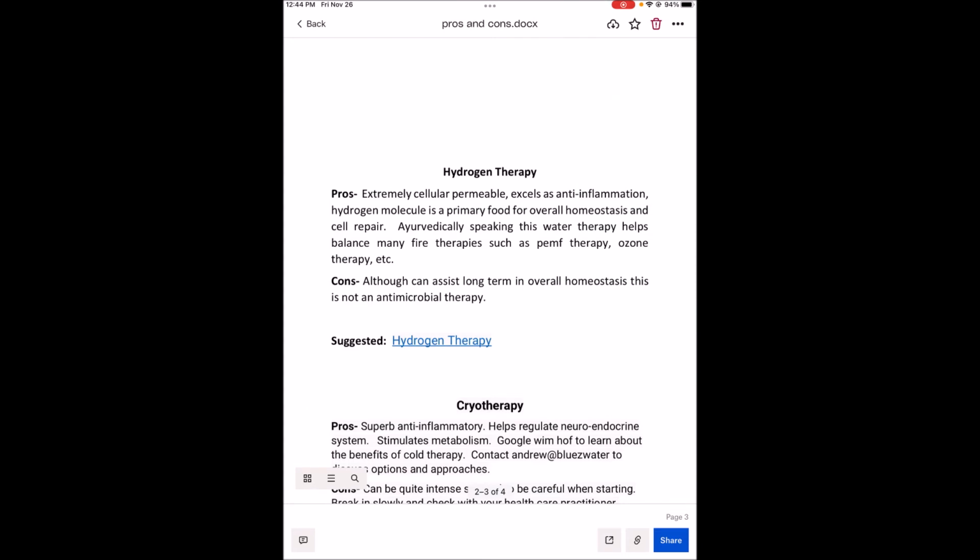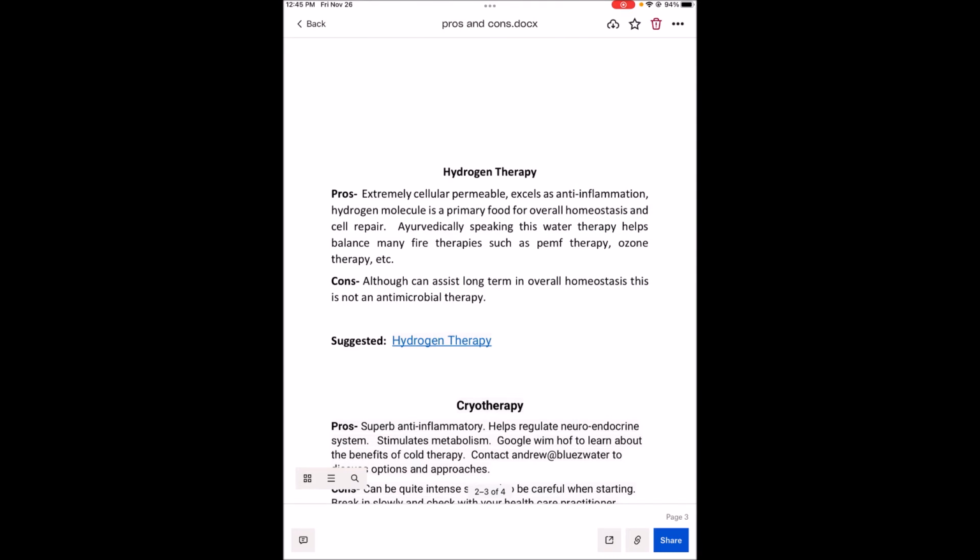So I say Ayurvedically speaking, this is a water therapy and it helps balance the many fire therapies which we listed above. The cons is, although it can assist long-term and overall homeostasis, this is not, and I want to be crystal clear for anybody who owns this or is looking to buy this, if you have infections, microbials, you must do the antimicrobial program. Use this therapy for a long-term homeostasis, long-term anti-inflammatory therapy.